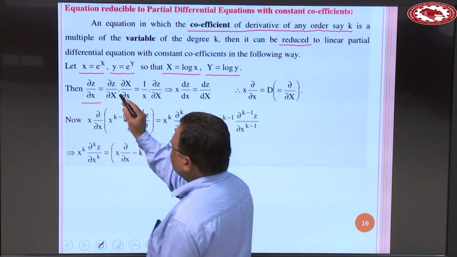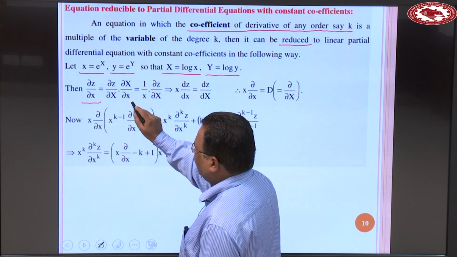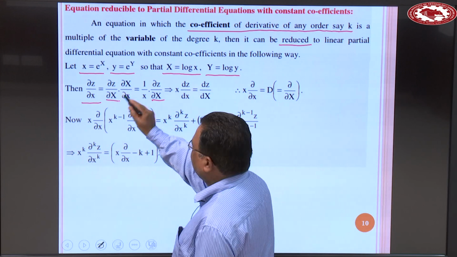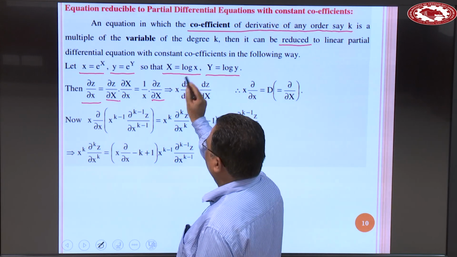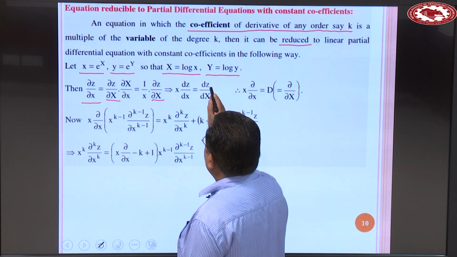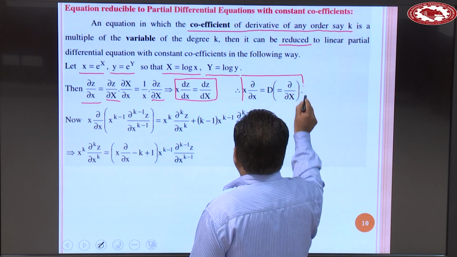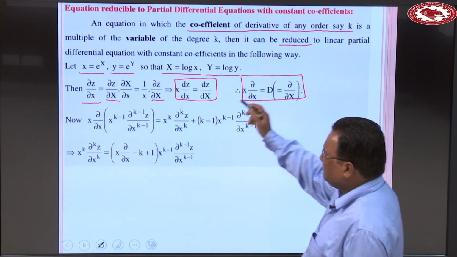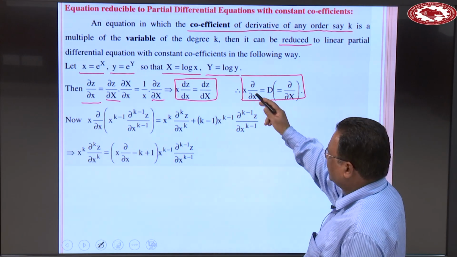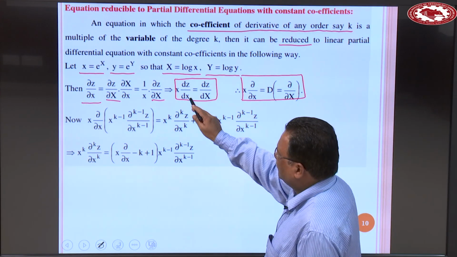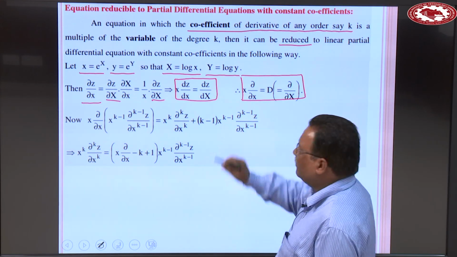Curly z over curly x is curly z over curly capital X times curly capital X over curly x, and that one is 1 over x, curly z over curly capital X. So this term as it is, and curly capital X over curly x, calculate this, it is 1 over x. So this means x curly z over curly x is equal to curly z over curly capital X. So remember this type of result. Substitute this term. Okay. So we can write x curly over curly x is equal to D. So this means x curly z over curly x can be written as D z.